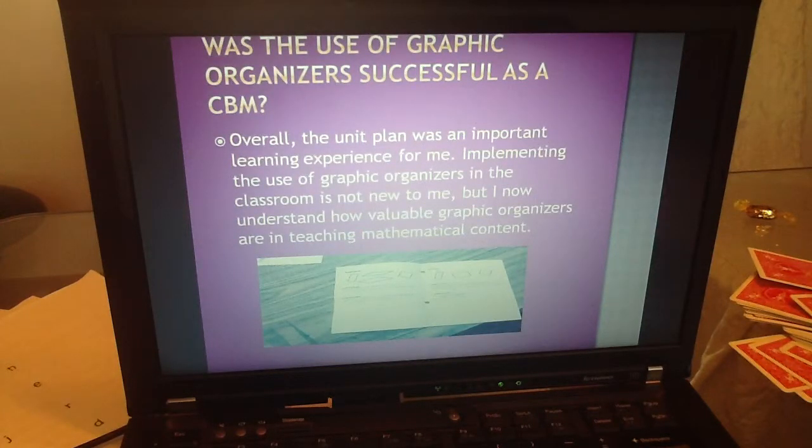So was the use of graphic organizers successful as a CBM? In analyzing the CBM results, I came to a final conclusion that implementing graphic organizers was successful for this group of 6th graders. Based on behavioral observations, it was evident the majority of the students were highly engaged throughout the activities in each lesson, and in turn were successful in learning a new skill. Students were successful in expanding their previous knowledge of mathematical vocabulary and were able to apply their knowledge to real-world applications.